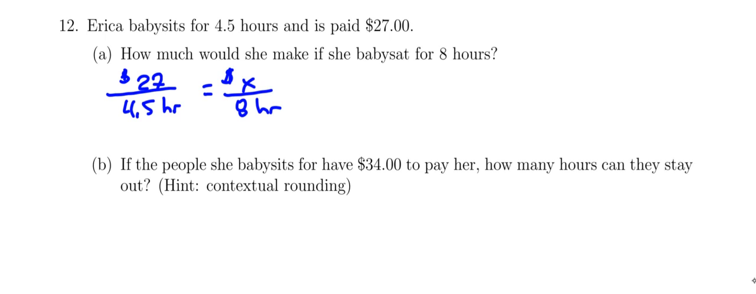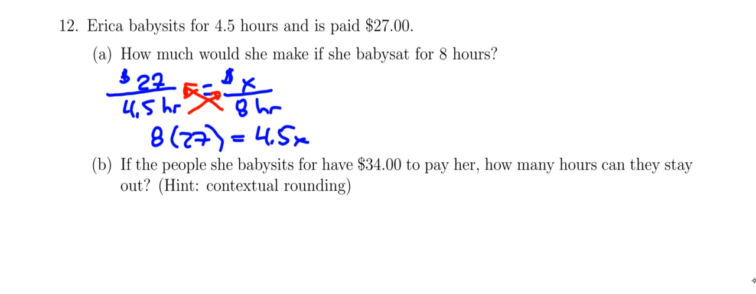Well, what you've probably done in a lot of situations like this is you're going to multiply. Basically, we're going to multiply this whole thing, if you will, by 8 and 4.5. And that's going to do a little bit of canceling and rearranging for us. So I'm going to get that 8 multiplied by 27 will equal 4.5 multiplied by x.